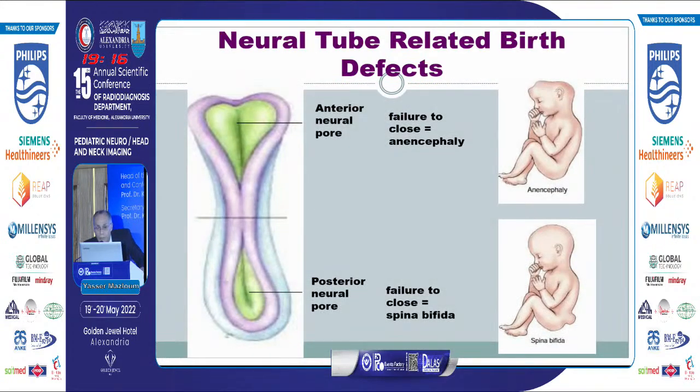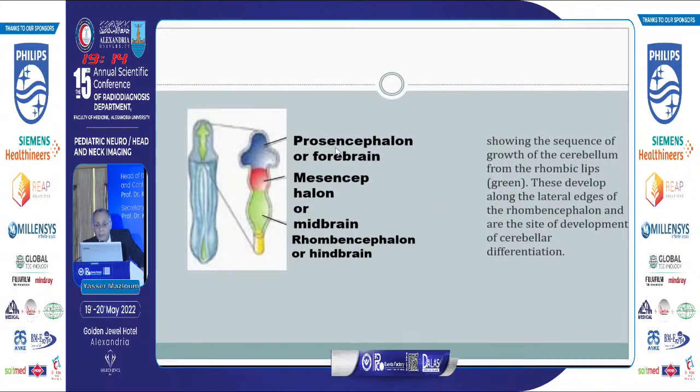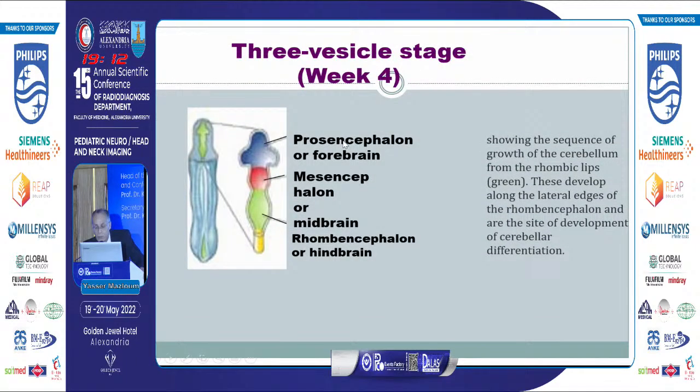Well, anterior neural tube closure deficiency leads to anencephaly, while posterior neural tube closure deficiency leads to spina bifida. Three vesicle stages start at week 4 for the brain: prosencephalon or forebrain, mesencephalon or midbrain, and rhombencephalon, the hindbrain.